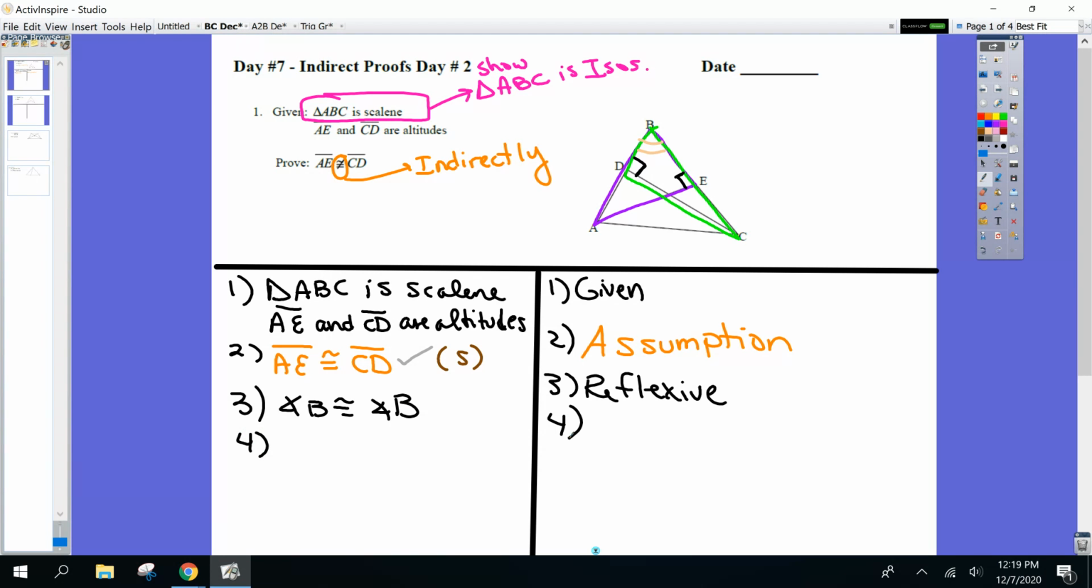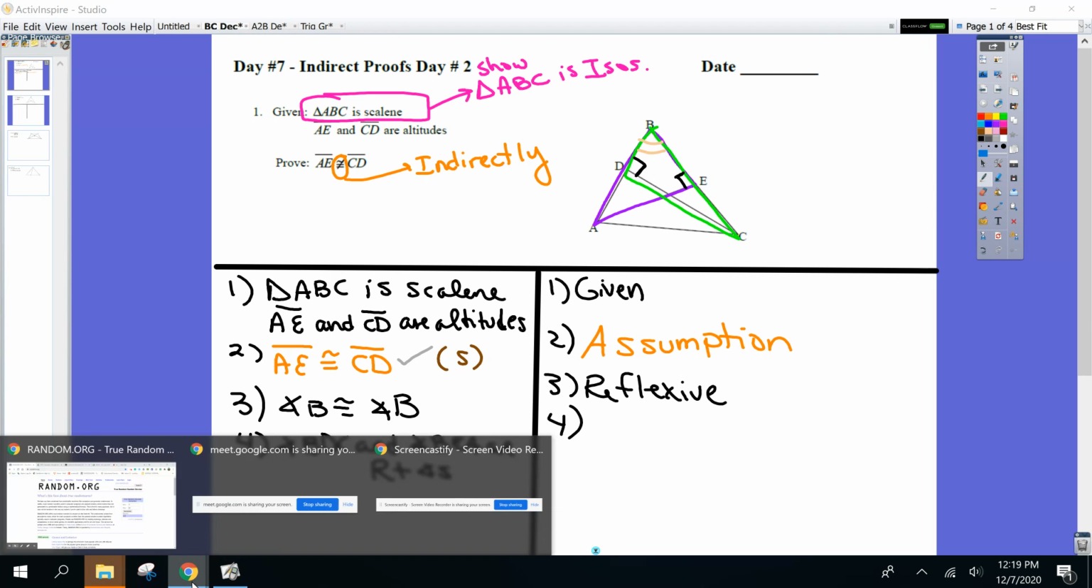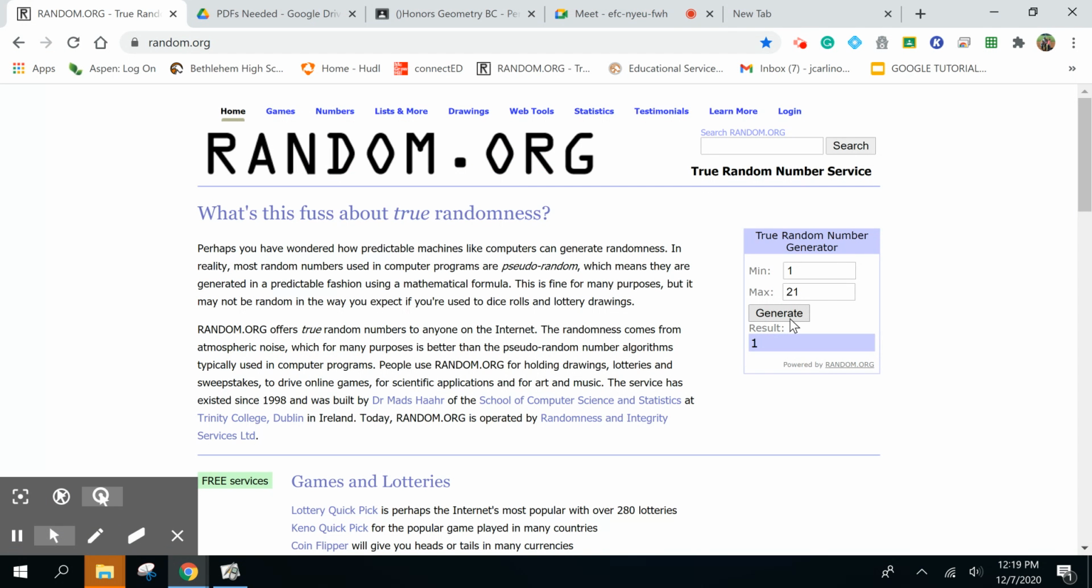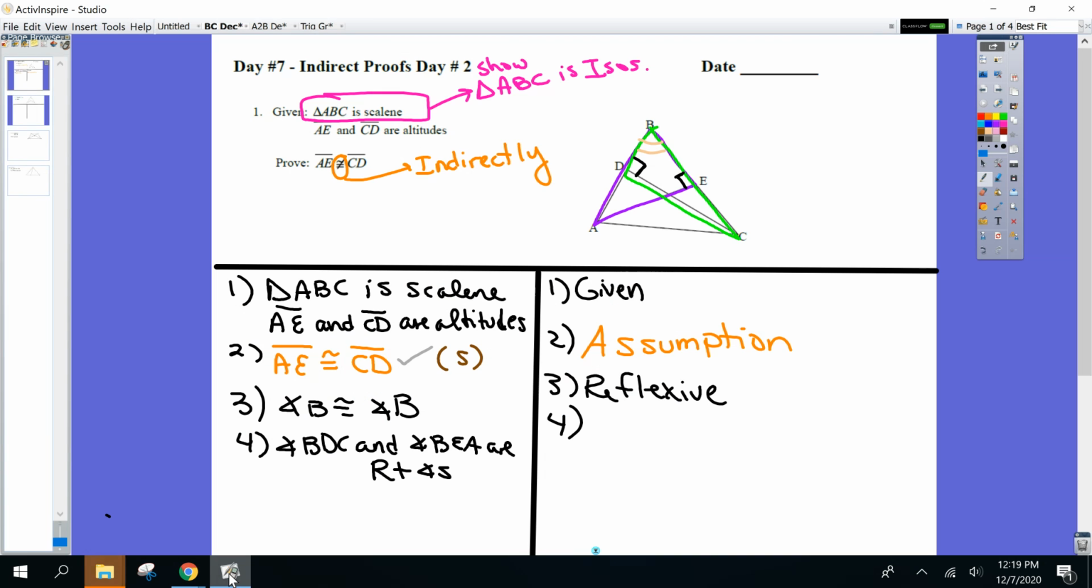What else? We already had the sides, so now I go back to Sanjay, which said angle BDC and angle BEA are right angles. Just to make sure people were paying attention and you know your vocabulary, why are they right angles again? How did Sanjay know they were right angles there? Sarah, how did I know they're right angles there? Because they're altitudes. Yep.